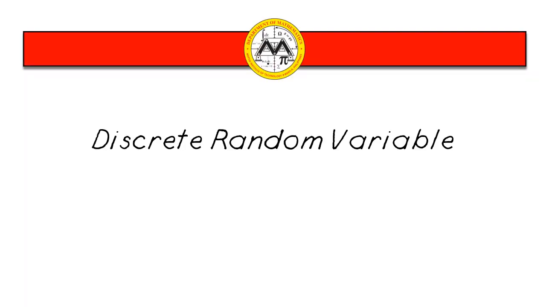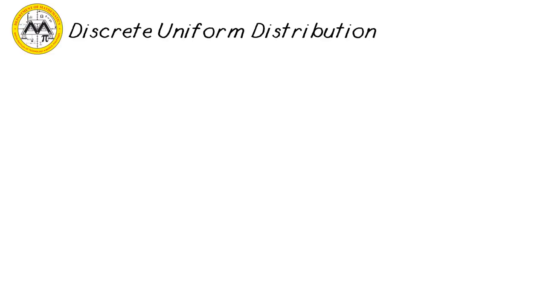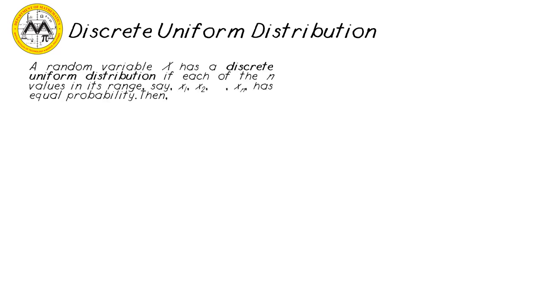Hello everybody. For today, we're going to have some special types of discrete random variables. The first of which would be the discrete uniform distribution. A random variable x has a discrete uniform distribution if each of n possible values in its range, x sub 1, x sub 2, up to x sub n, has equal probability. Then f of x is equal to 1 over n.